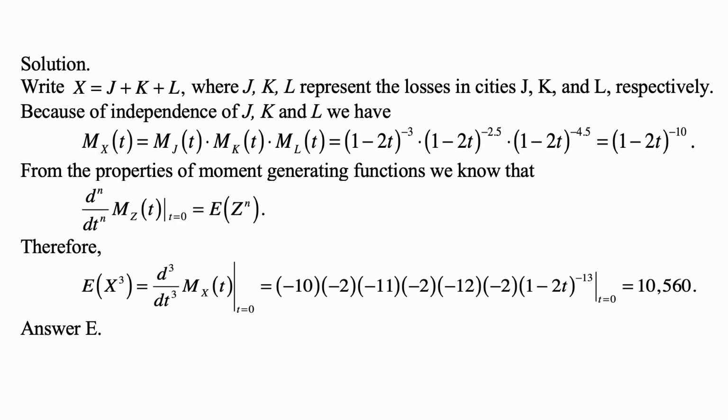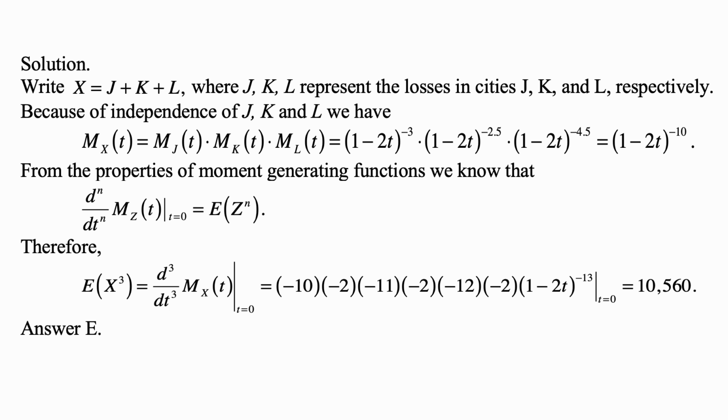And here's the solution. So X is what we want to study, where X is J plus K plus L, and I distinguish between random variables J, K, and L and names of the cities by having random variables in italics and the names of the cities, or that notation for the cities, in regular letters. So J, K, and L in italics represent the losses in cities J, K, and L respectively. And we are told that these random variables J, K, and L in italics are independent.